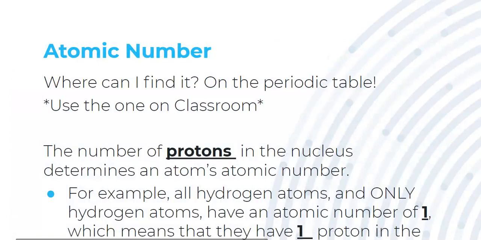Okay, so atomic number, where can I find it? On the periodic table. I suggest you use the one on Google Classroom. It has everything you need and nothing that you don't. The number of protons in the nucleus determines an atom's atomic number. So for example, all hydrogen atoms and only hydrogen atoms have an atomic number of 1, which means that they have 1 proton in their nucleus.